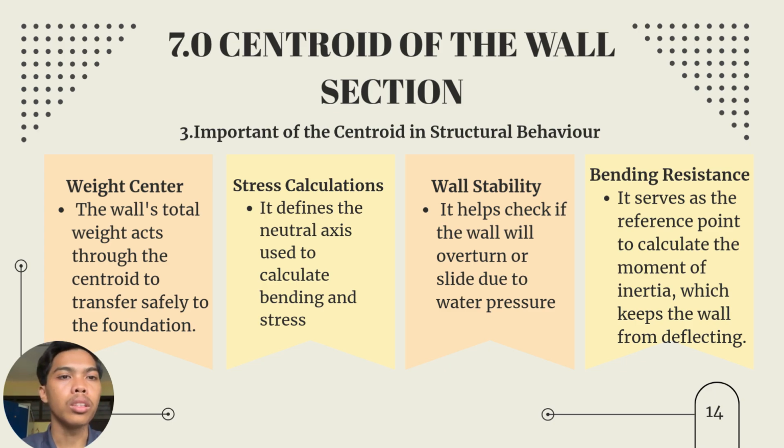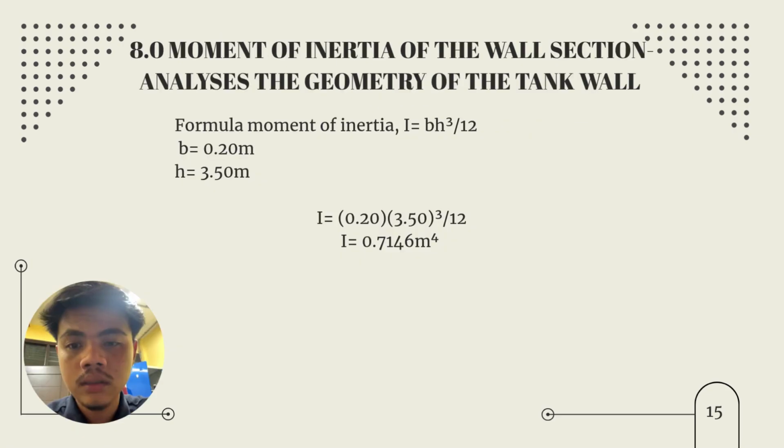Third, for wall stability, it helps us check if the wall will overturn or slide due to water pressure. Finally, for the bending resistance, it is the reference point to find the moment of inertia which keeps the wall from deflecting. In short, the centroid helps us guarantee the wall stays safe and stable.